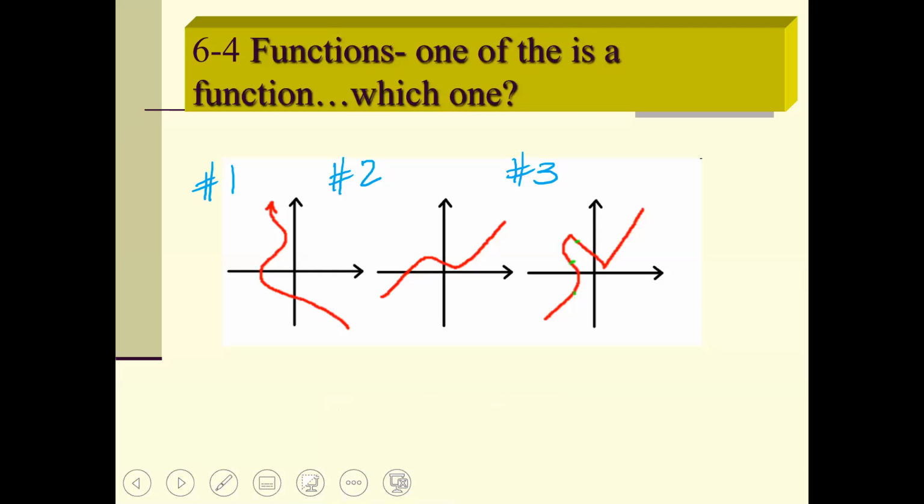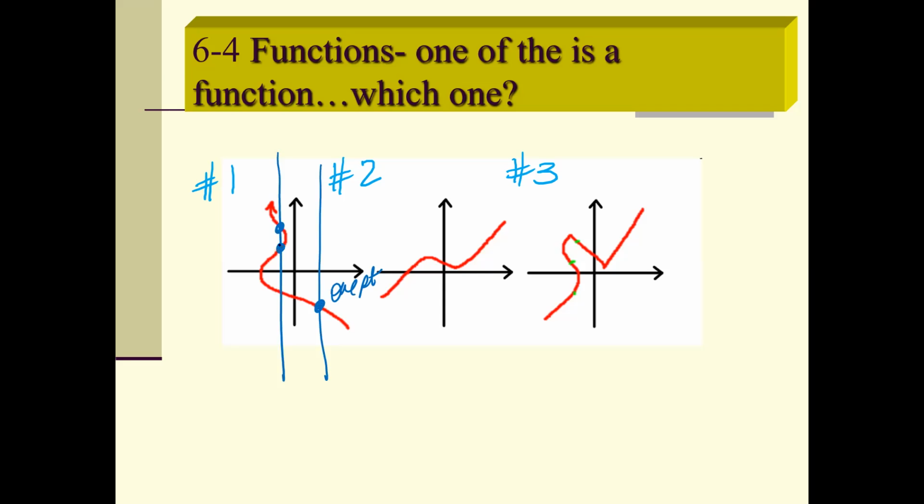Take a look at these 3 graphs. Which one is a function according to the vertical line test? If I draw a line right here, so far it's a function. There's only one point that's touching. But if I draw the line over here, 1, 2, 3, therefore it's not a function.